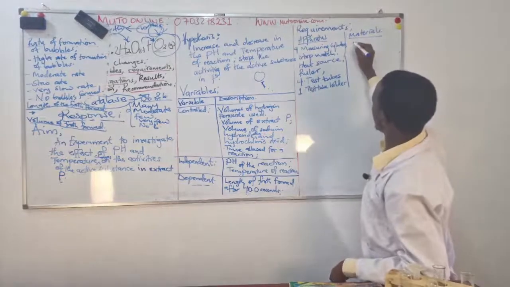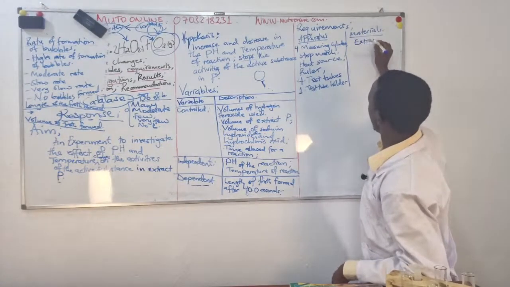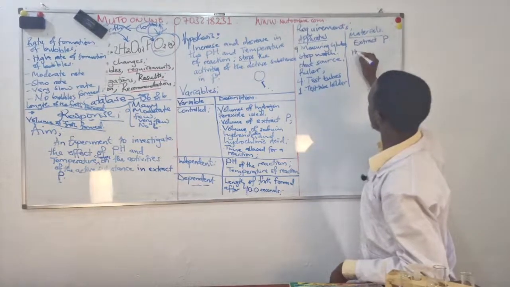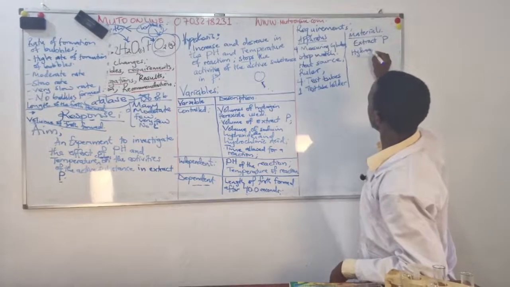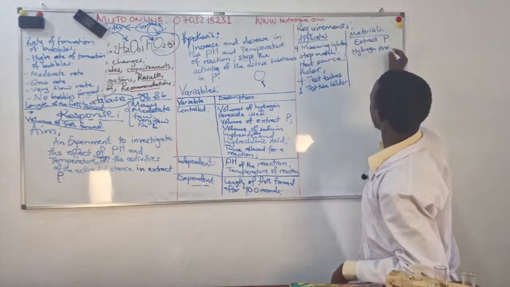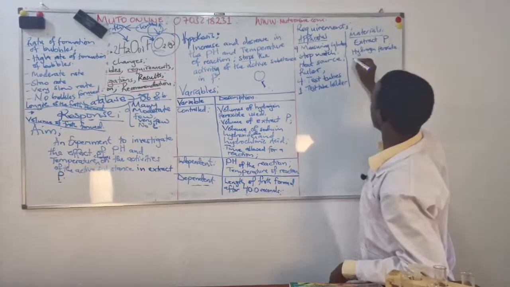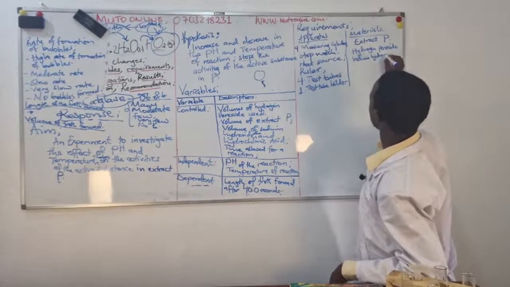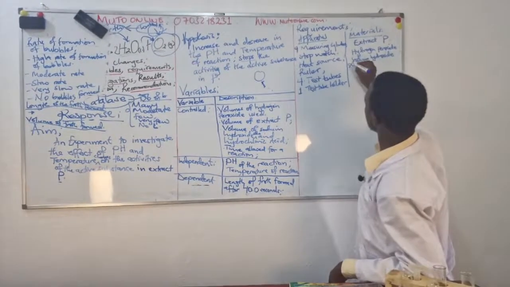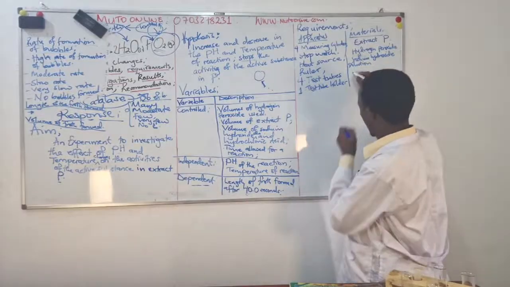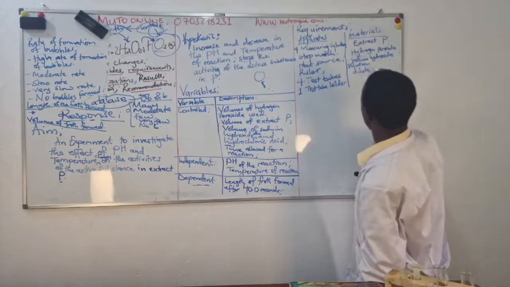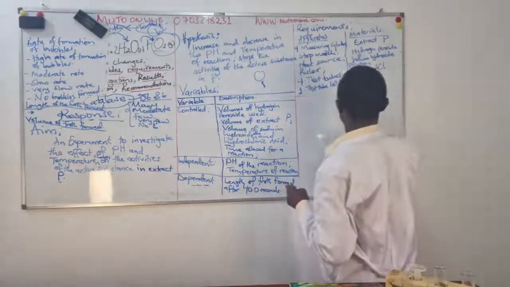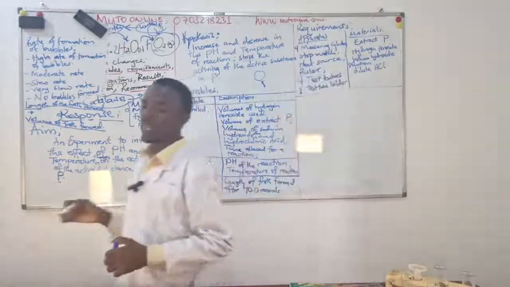Still, I will need extract P. I will need hydrogen peroxide. I will need sodium hydroxide solution, and then dilute hydrochloric acid as my requirements. I'll take those ones as my requirements.